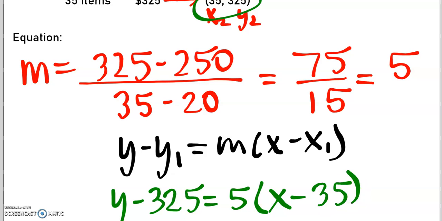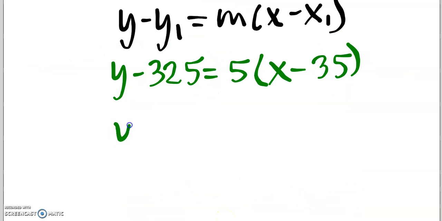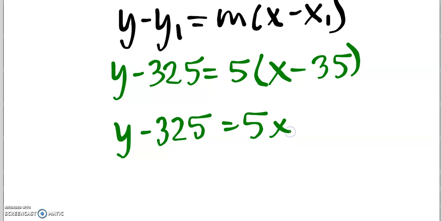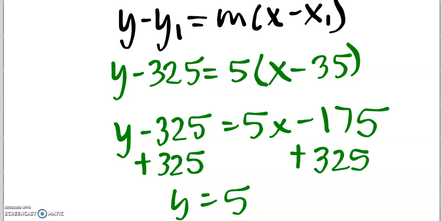Okay, we're going to go ahead and distribute. So I'm going to have y minus 325 still equals 5x. 5 times 35 is going to give me minus 175. And we'll move that 325 to the other side to get my y alone, and then we will have our linear equation. Y equals 5x, negative 175, plus 325 is going to give me a positive 150.